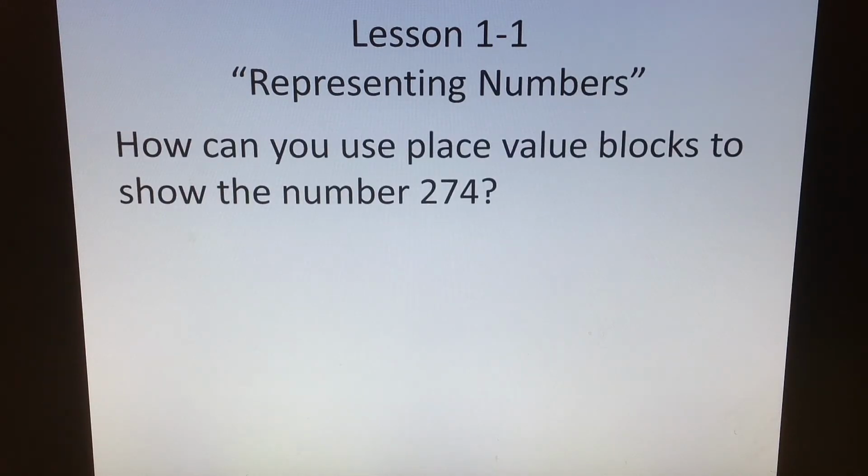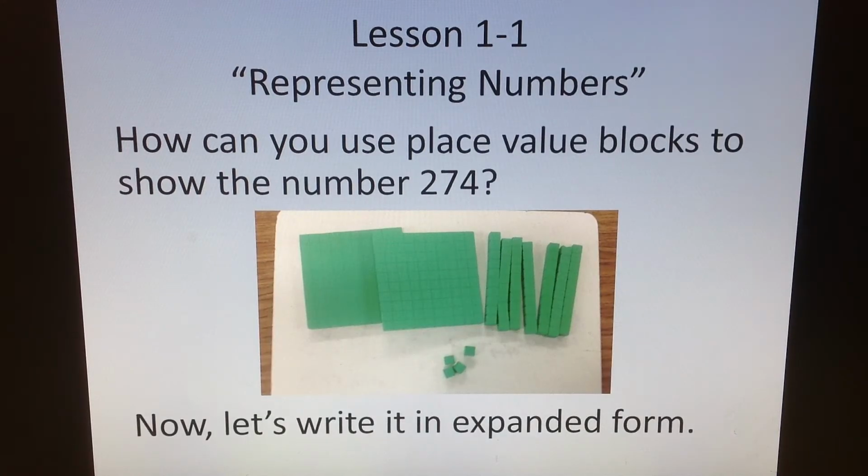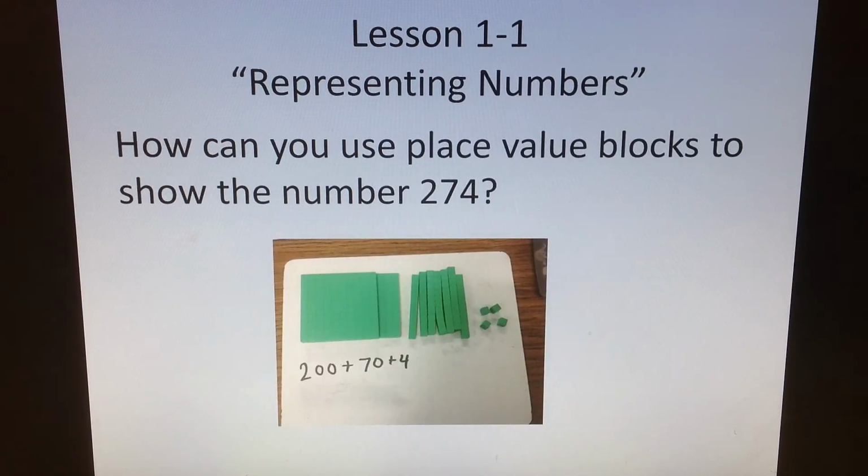How can you use place value blocks to show the number 274? If you don't have place value blocks at home, you could draw some place value blocks to show 274. There's a picture of place value blocks showing 274. Now, let's write it in expanded form. Pause the video to do that now. Here I've written 200 plus 70 plus 4 on the board to show the number 274 in expanded form.